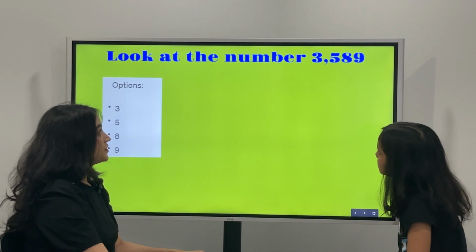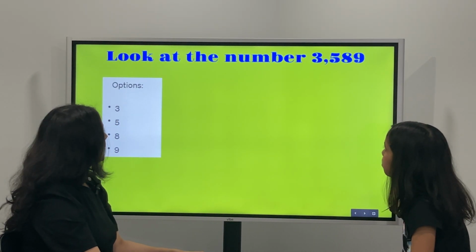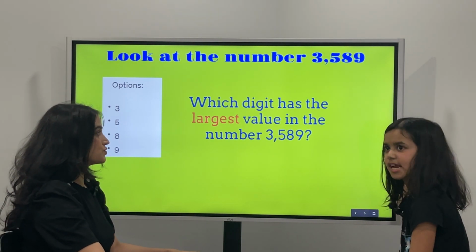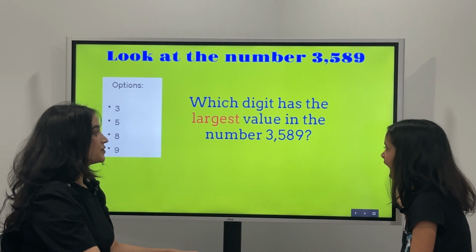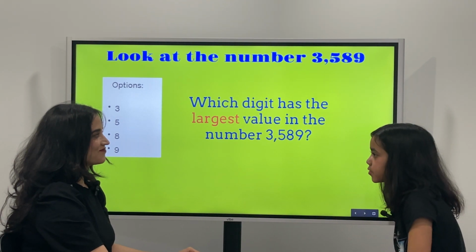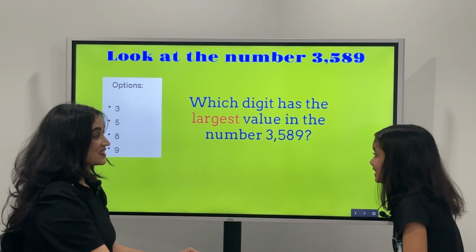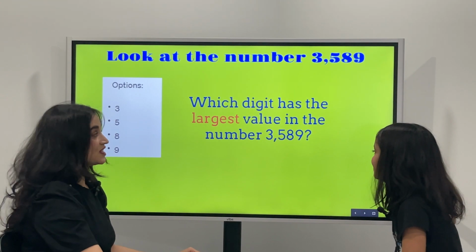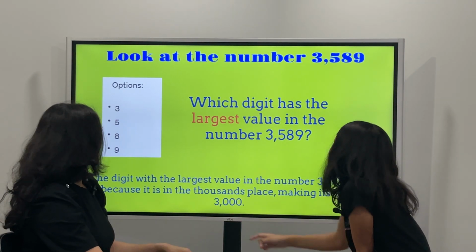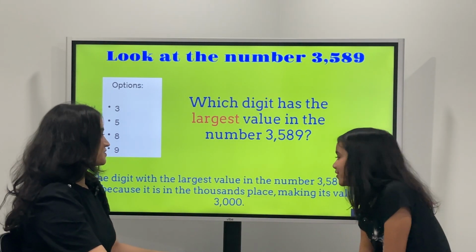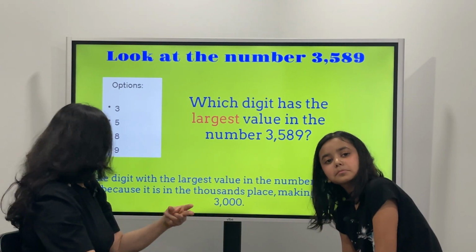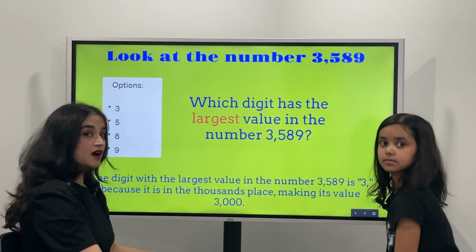Look at the number 3,589. So, which digit has the largest value in the number 3,589? It's the number 3. Why? Because it's the first one. It's in the thousands place. So the digit with the largest value is the number 3, worth 3,000, because it is in the thousands place.